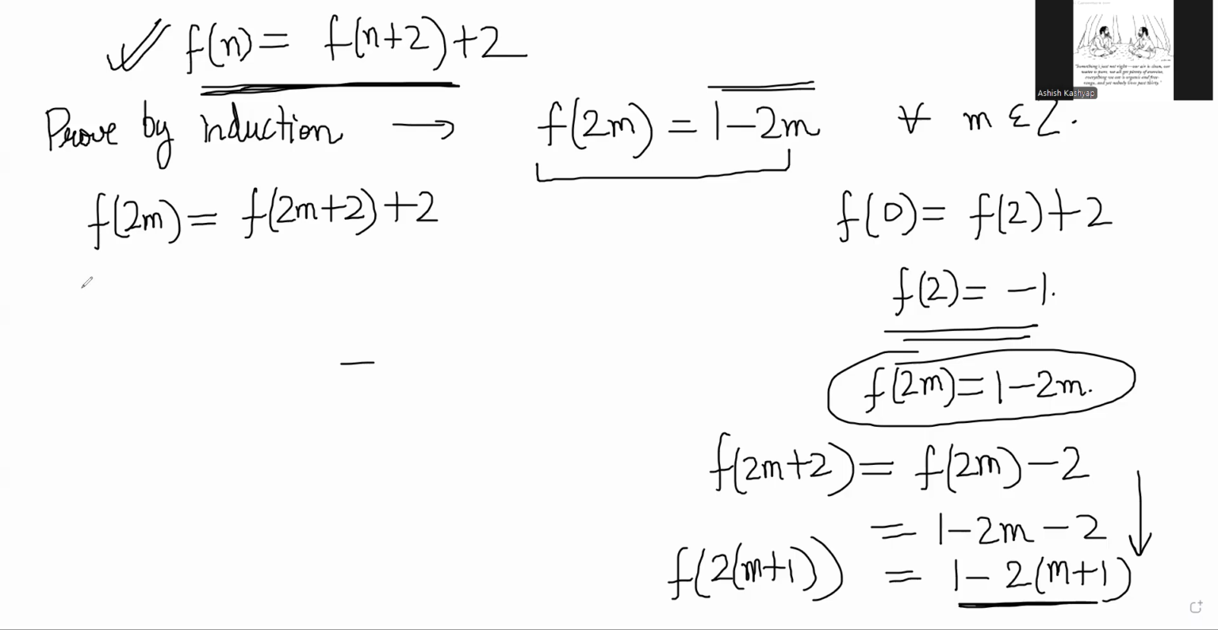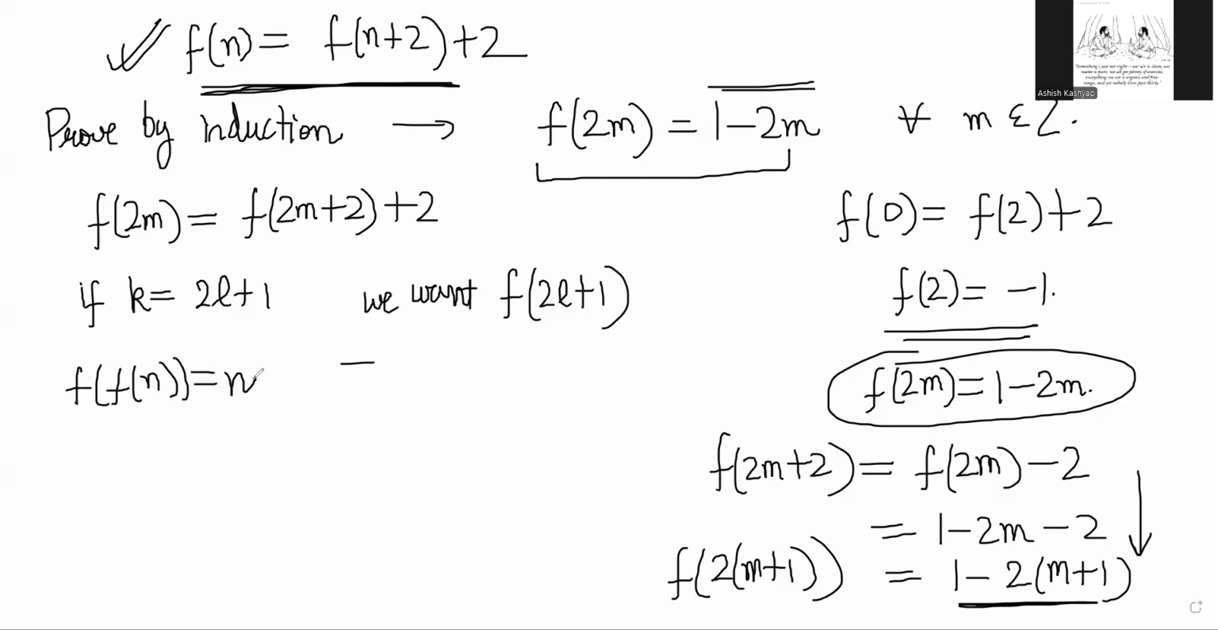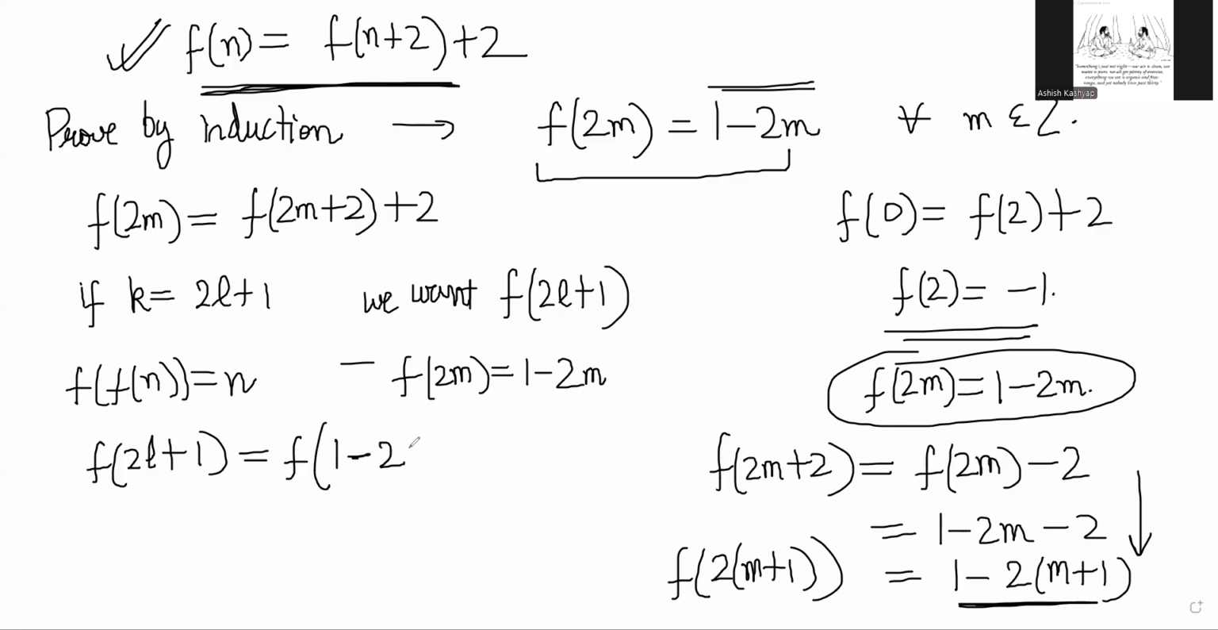Now, given an odd integer, if k was equal to 2l plus 1, we want f of 2l plus 1, right? So now if you think about it, we already have information that f of n is equal to n, and we already know that f of 2m is equal to 1 minus 2m, right? So if I think about f of 2l plus 1, I can say that that is the same thing as f of 1 minus 2 times minus l, right?